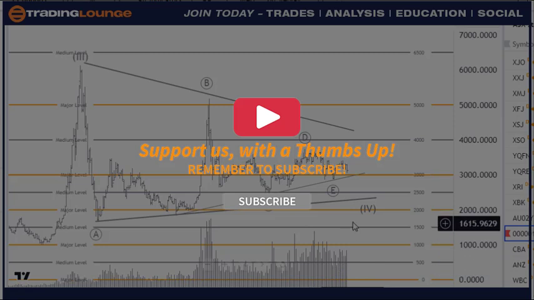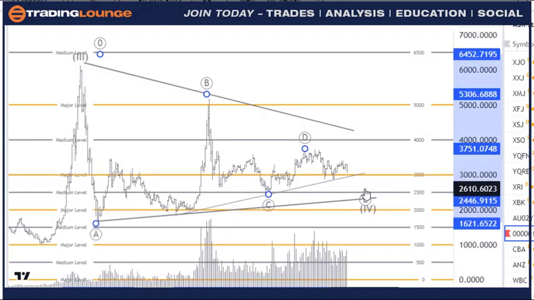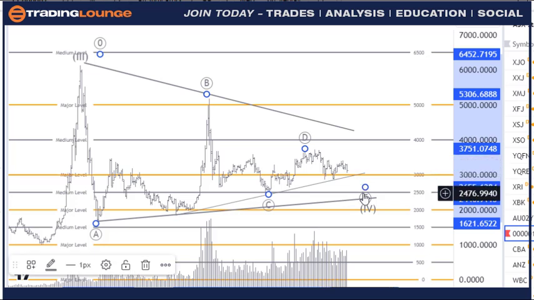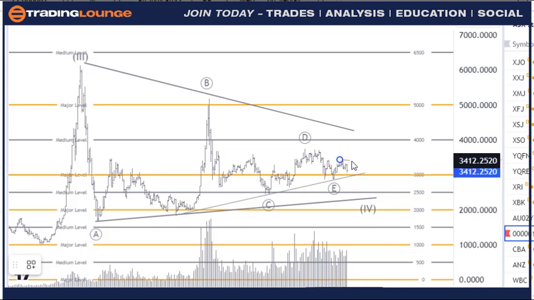Now, I could put this wave E here. I could bring it over here, and we could actually have another sort of move down, but we do have a nice line through here anyway. So it's possible that this is here. Now, the reason I'm showing this is because a move across the top here would send the market bullish at that point.